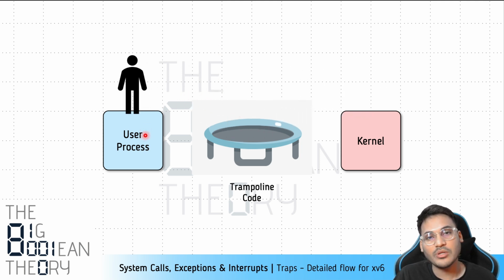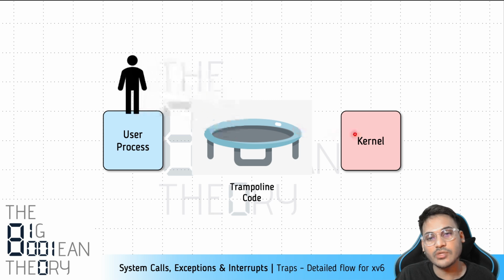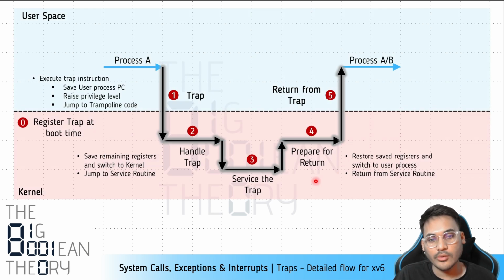Initially, if you remember, the control had changed from the user process to that of the kernel. Here we are doing the reverse. We are going from the kernel to the user process, right? So whatever we did to enter the kernel, now we have to do the reverse to exit from the kernel. So let's start from the bottom.